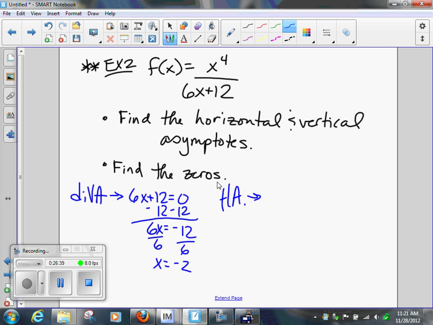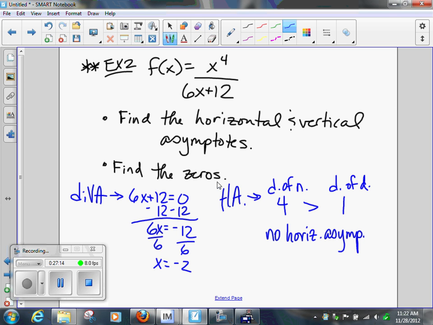We've got to compare the degree of the numerator, which is what? The degree of the numerator is 4. The degree of the denominator is 1. The numerator degree is greater than the denominator degree. So what does that mean? There is no horizontal asymptote. And then the zeros, folks.